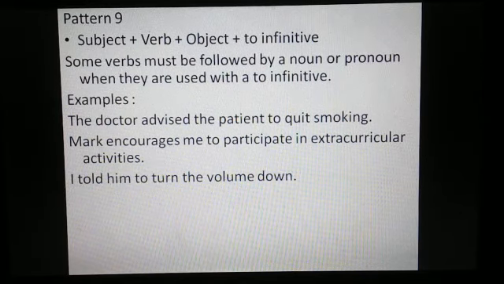I told him to turn the volume down. I is the subject. Told is the second form of tell, the verb. Him is the object. To turn is to infinitive, to plus base form of verb. And the volume down is the extra part.